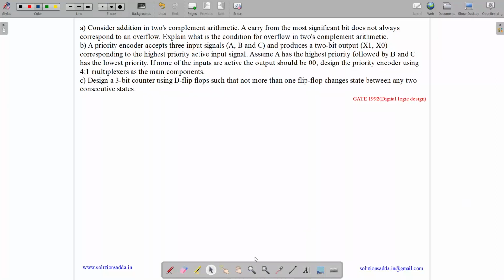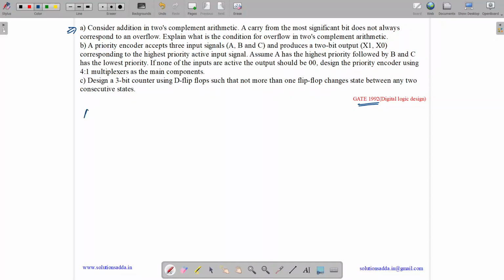This question belongs to the Digital Logic Design subject and was asked in GATE CSE 1992. So the question has three parts. Let us see all of them one by one. Part A states, consider addition in 2's complement arithmetic. A carry from the most significant bit does not always correspond to an overflow. Explain what is the condition for overflow in 2's complement arithmetic.